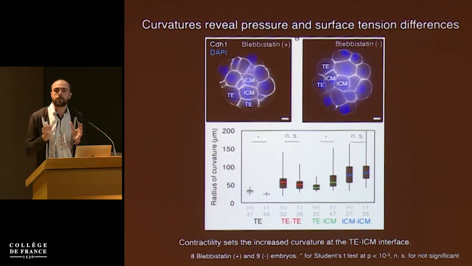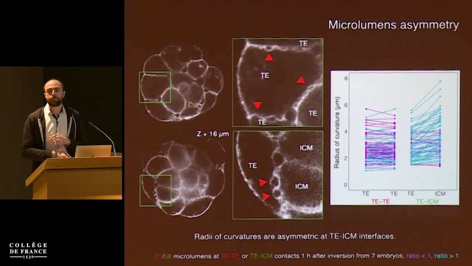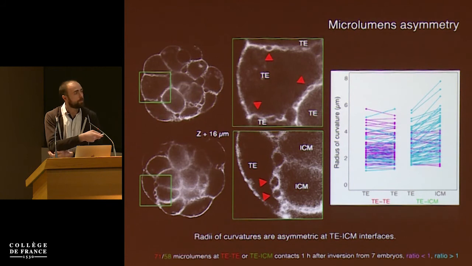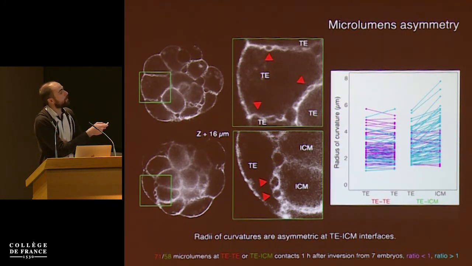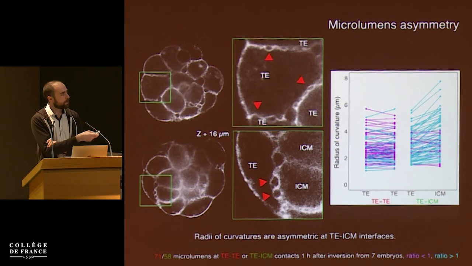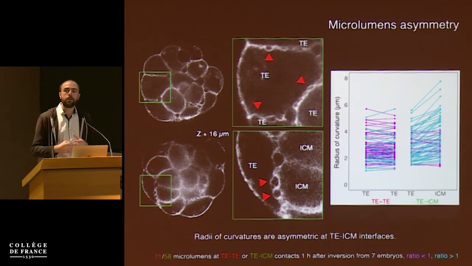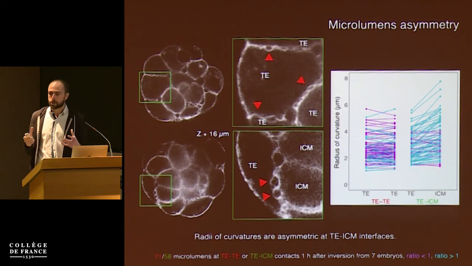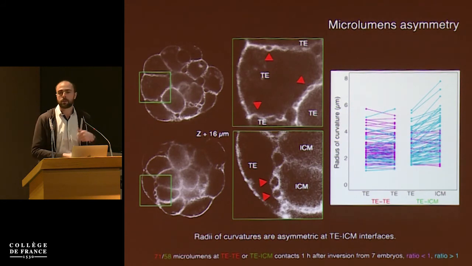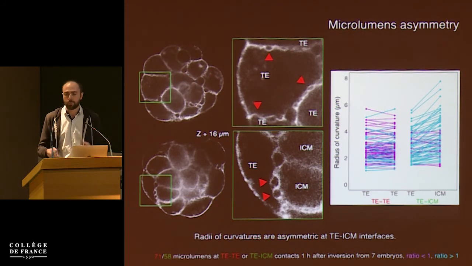You can also find those differences in curvature if you look more closely into the microlumens. The microlumens are most of the time symmetric. If you look at the trophectoderm interface, most of the microlumens are symmetric. If you measure the radius of curvature on either side, you find the same. But if you look at the trophectoderm-ICM interface, often those microlumens will be asymmetric, and almost systematically, in more than 80% of the cases, the microlumen will bulge into the trophectoderm. So those microlumens are under pressure, they push in all directions, but they deform more the trophectoderm, which is again indicative that this trophectoderm cell is either under lower pressure or lower surface tension, or both.